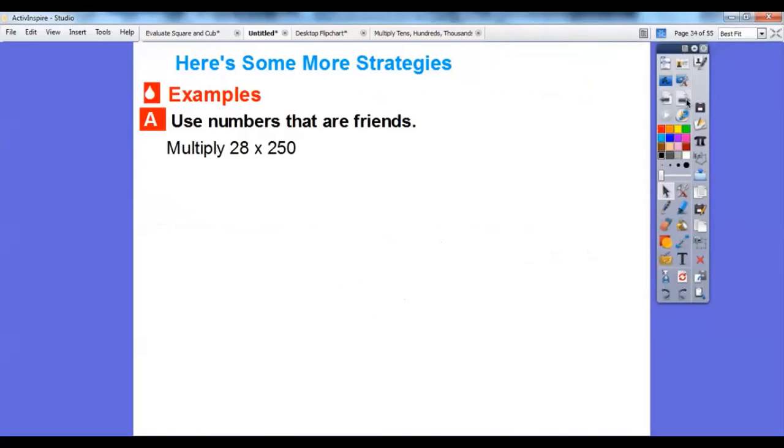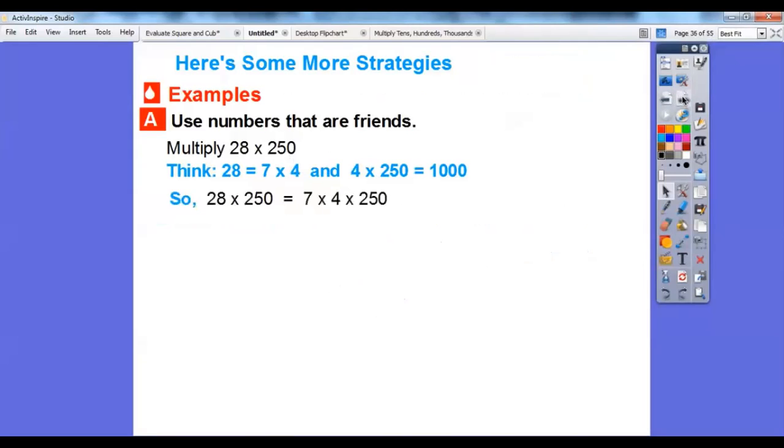So here's some more strategies. So we're going to use numbers that are friendly right here, okay? Well, since 28 is the same as 7 times 4, you guys, and if I take that 4 and multiply it times 250, I get 1,000. So instead of it being 28, I'm going to think of it as 7 times 4, and then I'll multiply the 4 times 250.